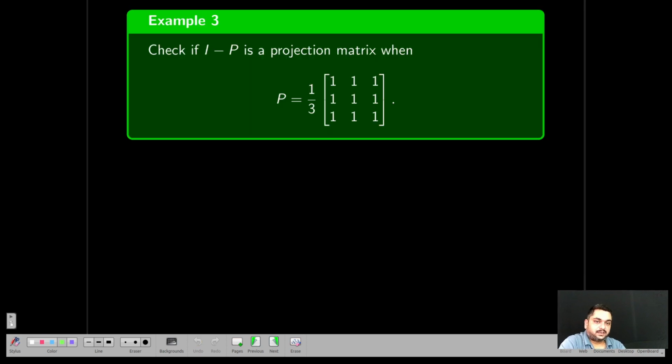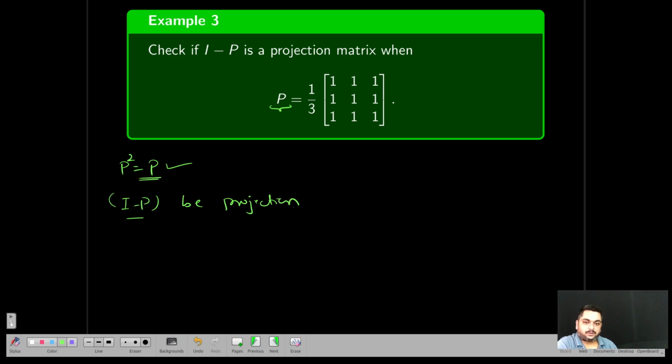Next, check if I minus P is a projection matrix. The first thing you have to verify is whether P square is equal to P, for idempotent and also for projection. If this is true, then this will always be a projection matrix. You have already seen this. If you find this, then this will also follow. Okay.